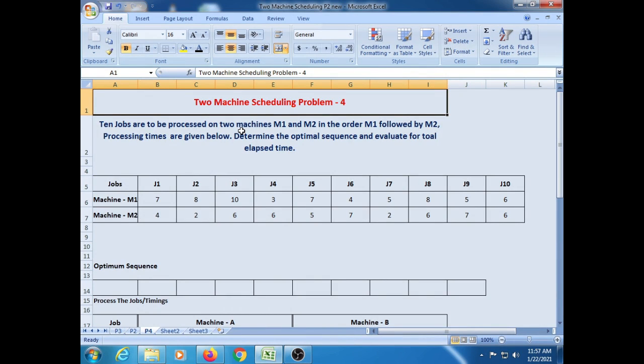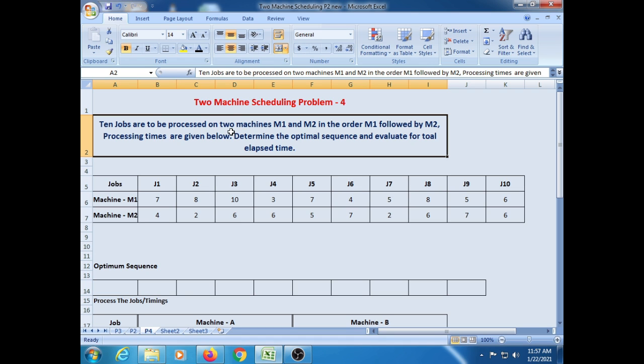A problem on two machine scheduling. So this is the problem. There are 10 jobs. Those jobs are to be processed on two machines, machine 1 and machine 2, in the order M1 followed by M2.